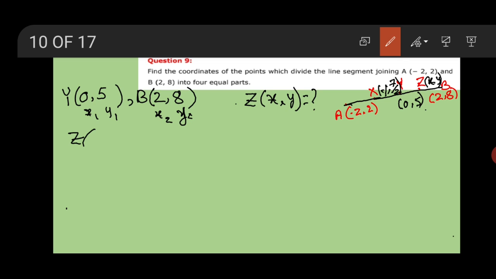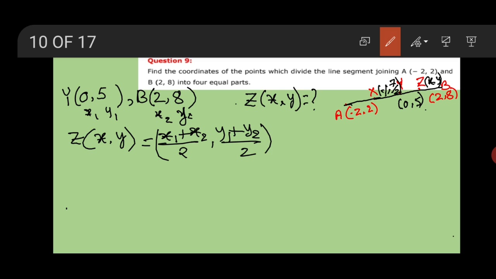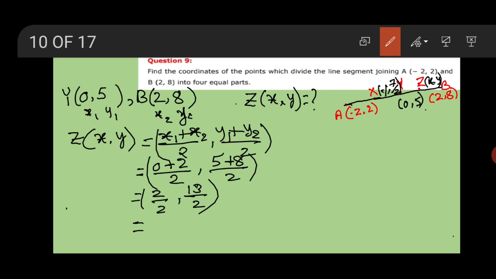Write down the midpoint formula. What is the midpoint formula? Coordinates of z (x, y) is equal to (x1 plus x2) divided by 2 and (y1 plus y2) divided by 2. Here, what is x1? x1 is 0 plus x2 is 2, divided by 2, and y1 is 5 plus y2 is 8, divided by 2. It is equal to 2 divided by 2 and 8 plus 5.